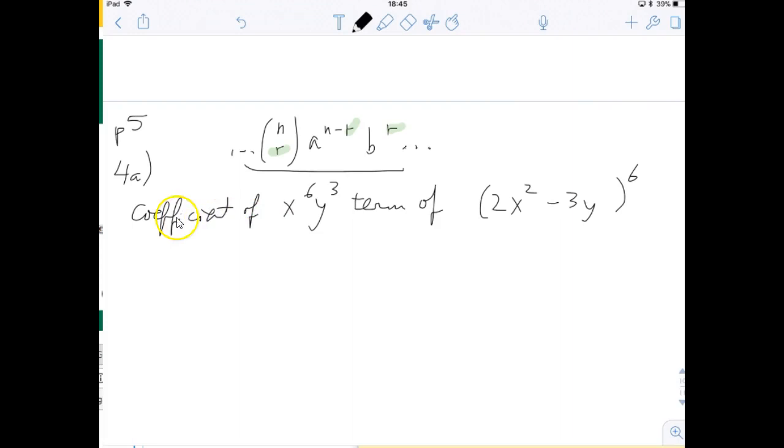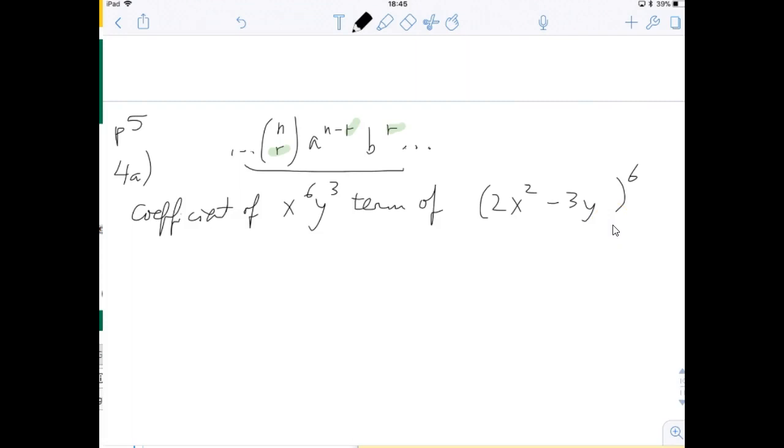What they're asking for is the coefficient of the x to the 6y cubed term in here. And so they're actually asking us for one of the, how many terms are there here? There's going to be 6 plus 1 terms, or 7 terms in the expansion. Of these 7 terms, one of these has the variables x to the 6y cubed. And you could probably figure that out just by writing a few of the numbers out to see what the pattern is and find it.